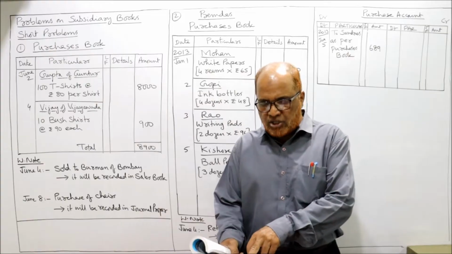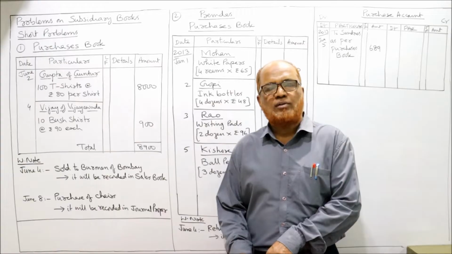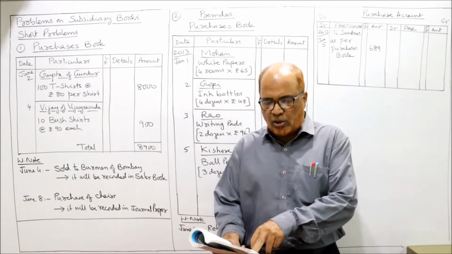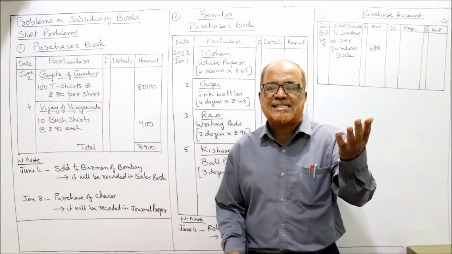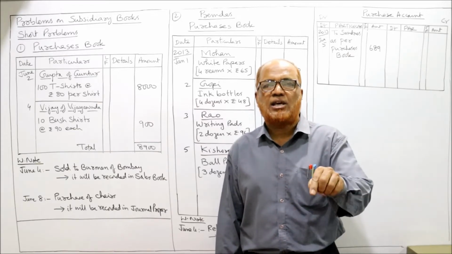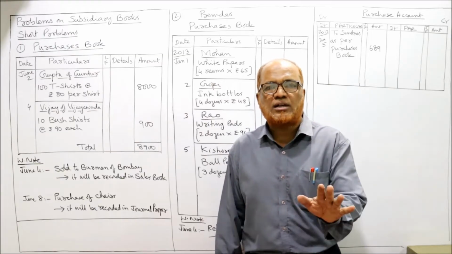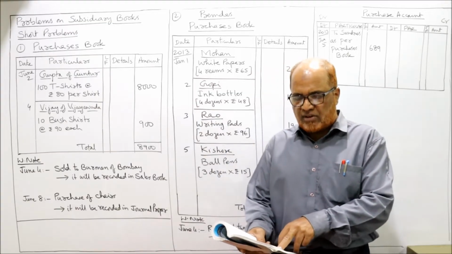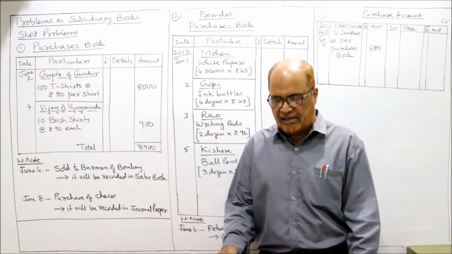First of all, purchased from Gupta of Guntur 100 t-shirts. T-shirts are garments, so it will come under dresses. So we have to take it. Secondly, June 4th, sold to Burman of Bombay. This is a sale transaction, but we are not concerned with sale transactions. It is asking you to prepare purchaser's book, so this transaction will not come in purchaser's book, we'll give a note. Then 6th, purchased from Vijayawada 10 bush shirts at rupees 90 each. These are dresses. This we will take.